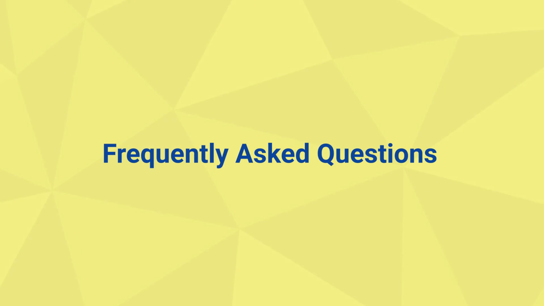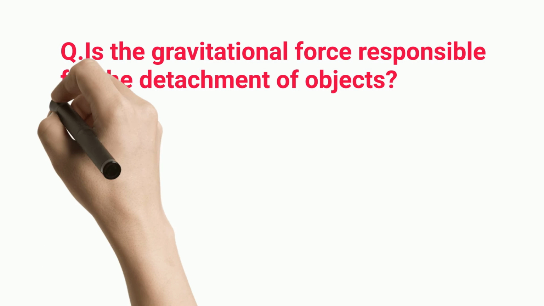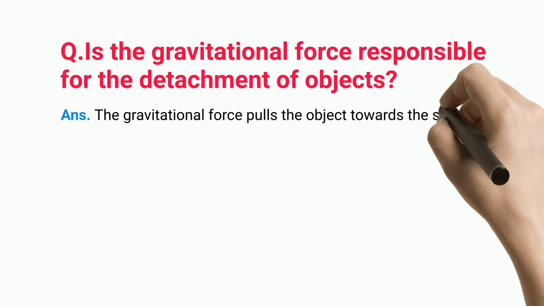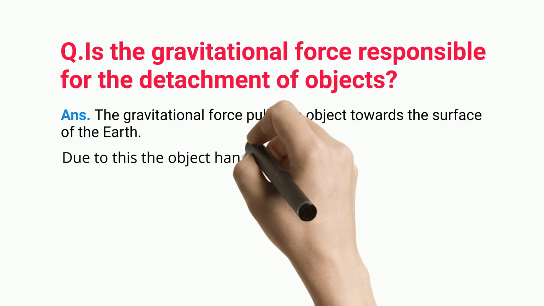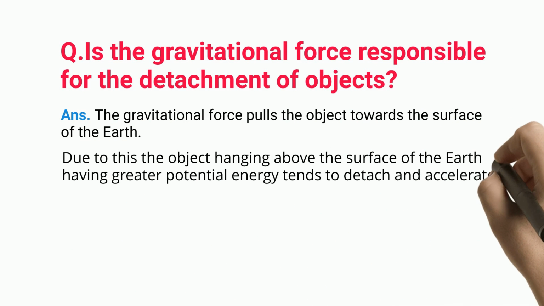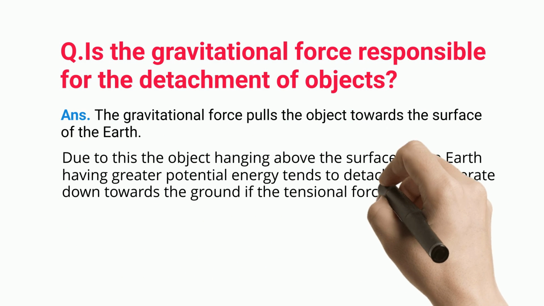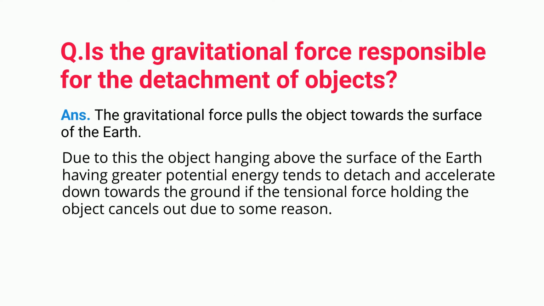Frequently asked questions. Is the gravitational force responsible for the detachment of objects? The gravitational force pulls the object towards the surface of the Earth. Due to this, an object hanging above the surface of the Earth, having greater potential energy, tends to detach and accelerate down towards the ground if the tensional force holding the object cancels out due to some reason.